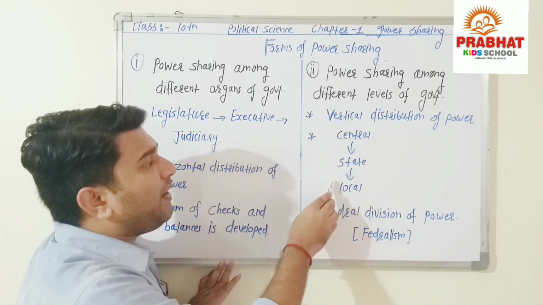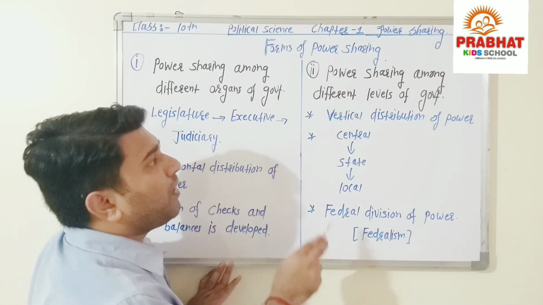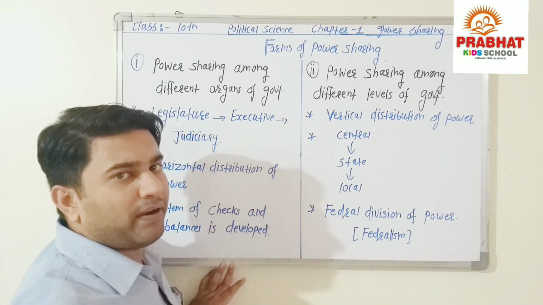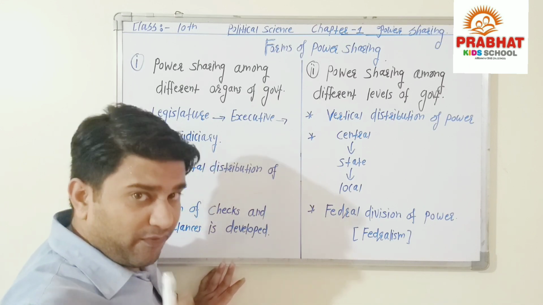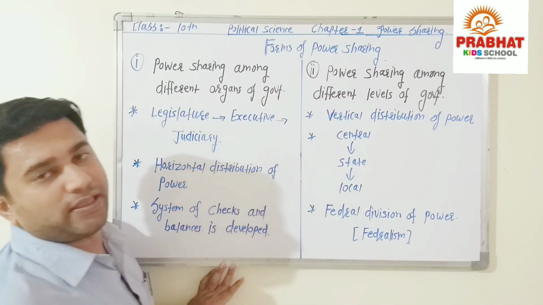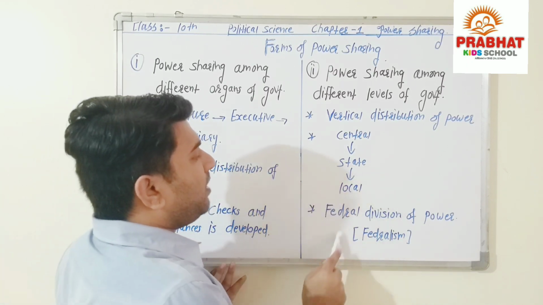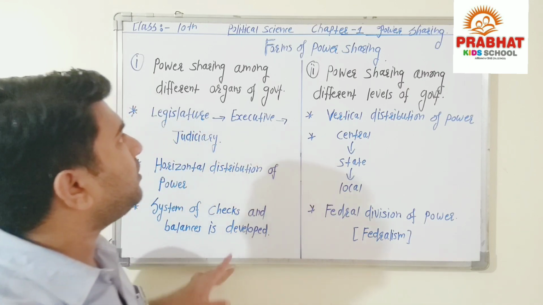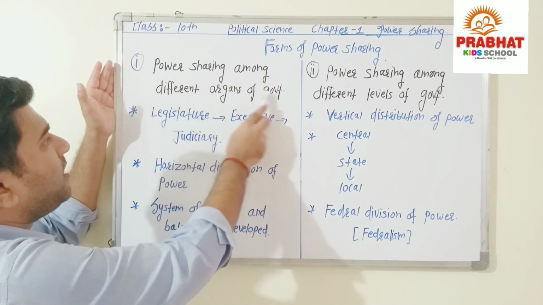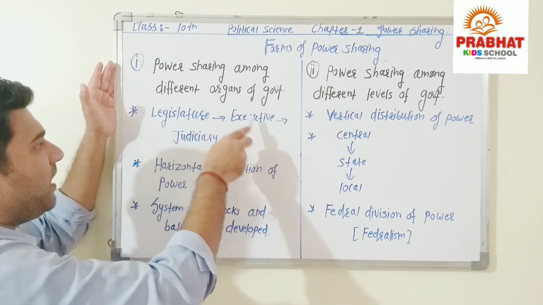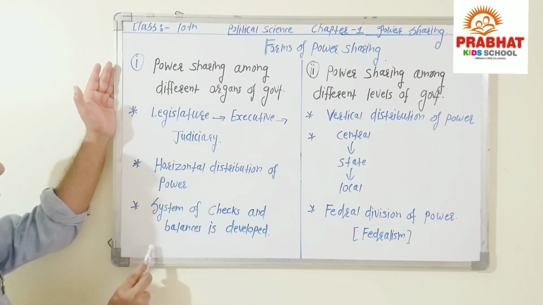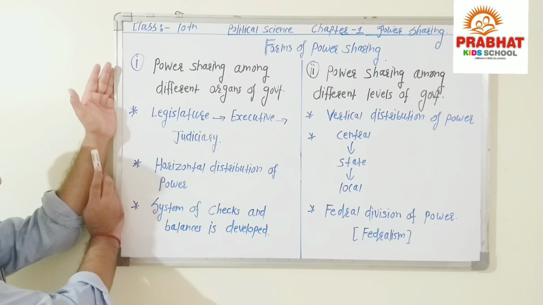It is called the federal division of power, and it is also called federalism, which is the title of our second chapter of political science. After power sharing, the second chapter of political science is named federalism. So this is the federal division of power. These are the two forms of power sharing. The first form is power sharing among different organs of the government: legislature, executive, judiciary. It is also called horizontal distribution of power, and the system of checks and balances is developed.